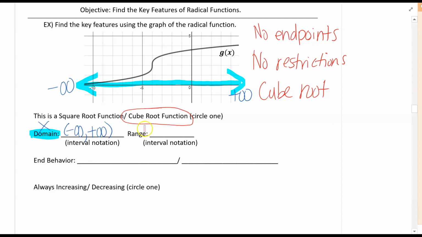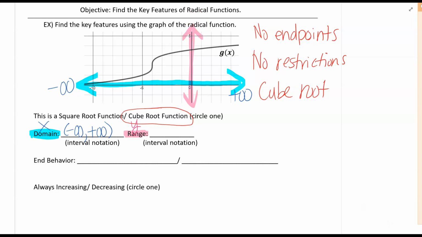And then for the range, I'm going to change colors. So my range are the y values. Again, there's no restrictions. It doesn't start or stop anywhere. It goes on forever in both directions. So you're going to highlight the whole y-axis from bottom to top.